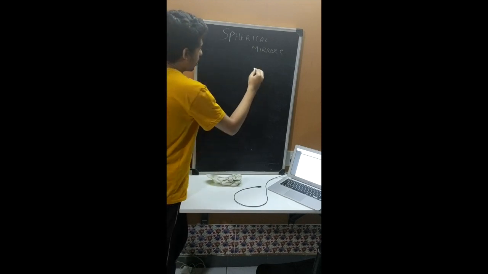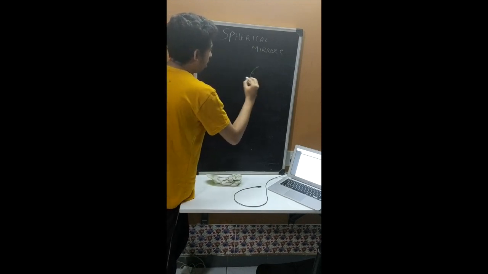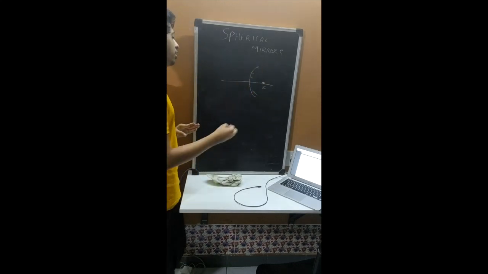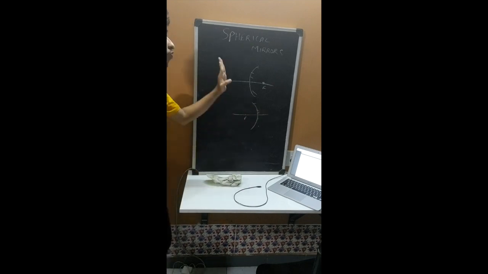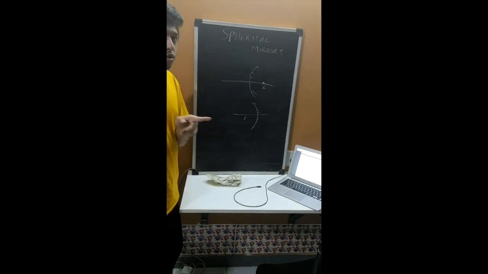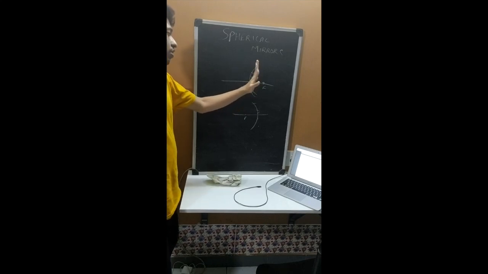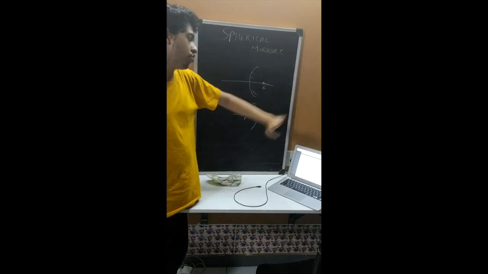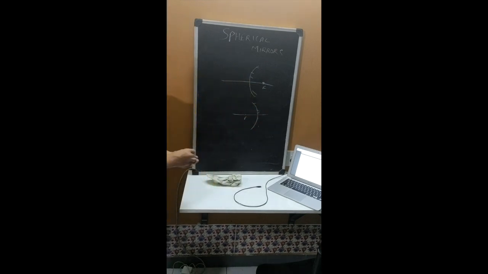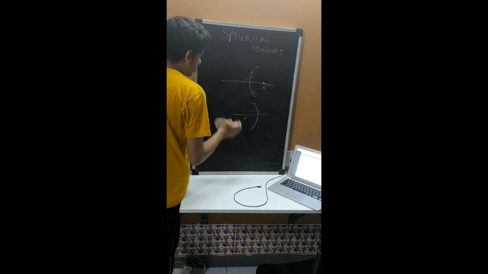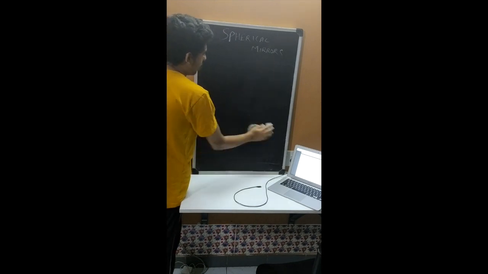Convex mirror means focus is here, so focal length will be positive. Concave mirror means focal length would be negative. Okay. And always the object is towards the left, so u will almost always be negative. But v will be negative if it is on this side, and v will be positive if it's on that side. And magnification, if it is negative, it means it's inverted. Okay. You have to note this down.